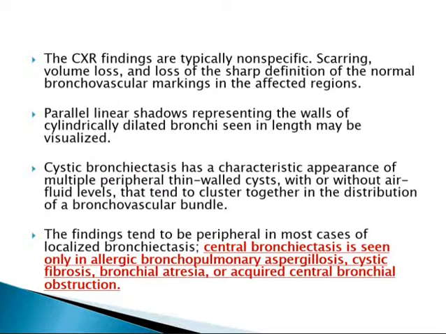Cystic bronchiectasis has a characteristic appearance of multiple peripheral thin-walled cysts with or without air-fluid levels that tend to cluster together in the distribution of the bronchovascular bundle. The findings tend to be peripheral in most cases of localized bronchiectasis. Central bronchiectasis is seen only in allergic bronchopulmonary aspergillosis, cystic fibrosis, bronchial atresia, or acquired central bronchial obstruction.